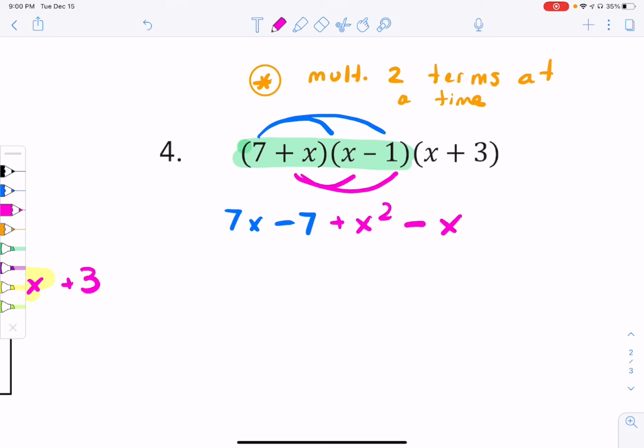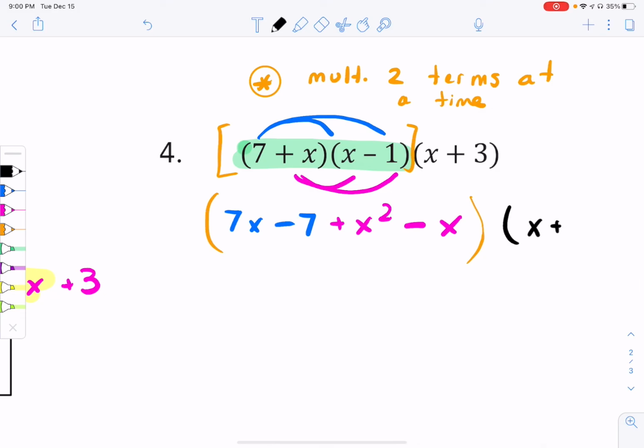That's only the first 2 sets of parentheses, so I'm going to put parentheses around this expression because this is still being multiplied by x plus 3. All I did was what I highlighted in green. I multiplied that out. That gives me this expression, but I am still multiplying this expression by x plus 3.